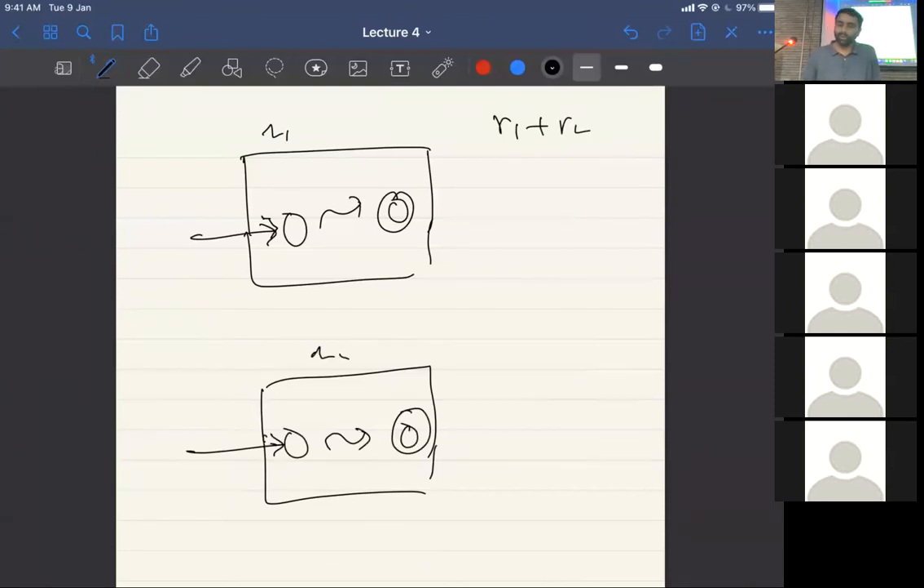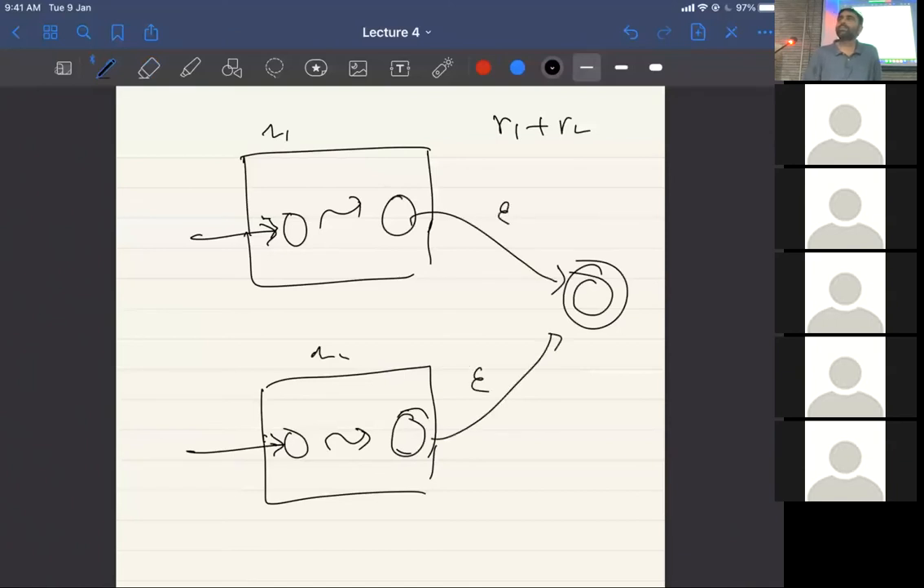What we would do is create a new state outside these two machines and make it the final state, remove the final state status of the states in R1 and R2, and connect this final state with this one and this one with empty transitions. Now this is the NFA for R1 plus R2. Simple. Start with an NFA and another NFA and connect these two NFAs using this one. This is for R1 plus R2.